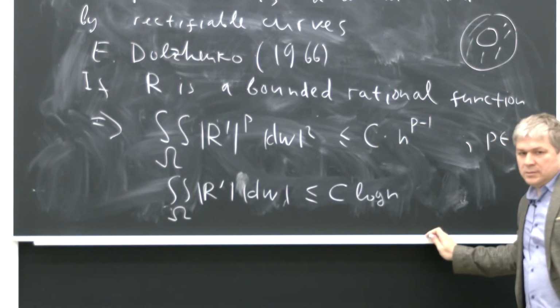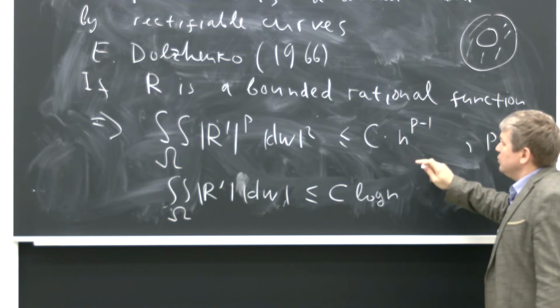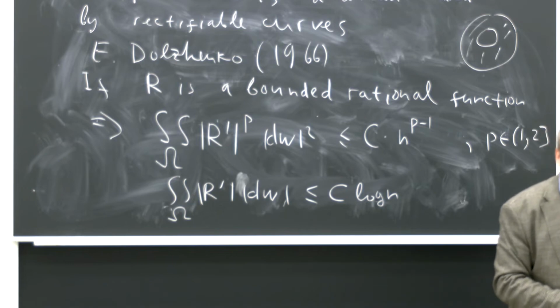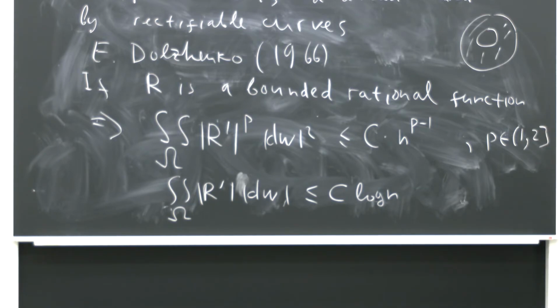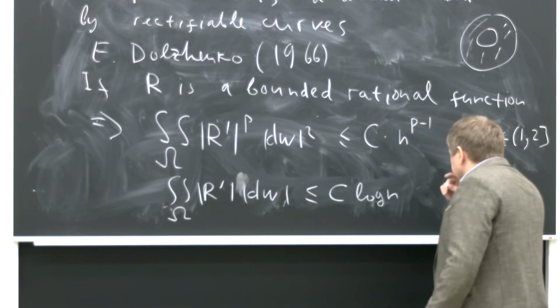But what is n here? n is the degree of this rational function. Degree is the sum of the maximal degrees of numerator and denominator.